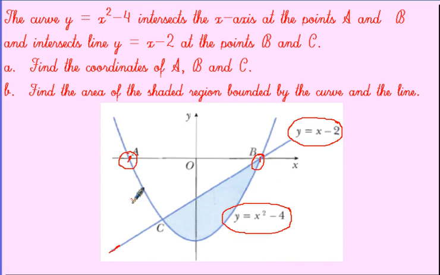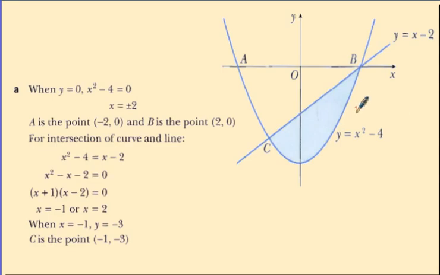So this line is cutting the curve at B and C. So three points we have to calculate: find the coordinates of A, B, C. You can easily calculate: you just equate these and you will get the values where they are intersecting. On the x-axis y is 0, so we equate x square minus 4 to 0. We got two values, positive 2 and negative 2. So A is minus 2 comma 0 and B is 2 comma 0, the intersections of the curve with the x-axis.